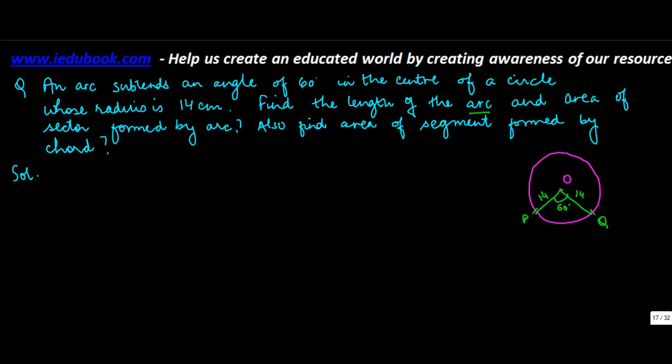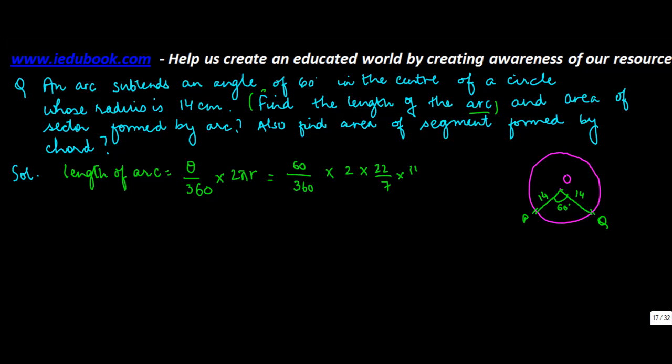Find the length of the arc. So the first thing you need to do is to find the length of arc. So length of arc, this we know is theta upon 360 degree into 2 pi r. What's the value of the theta? What's the angle formed by the theta at the center? 60 upon 360 into 2 into pi into r. What is the r? R is 14.